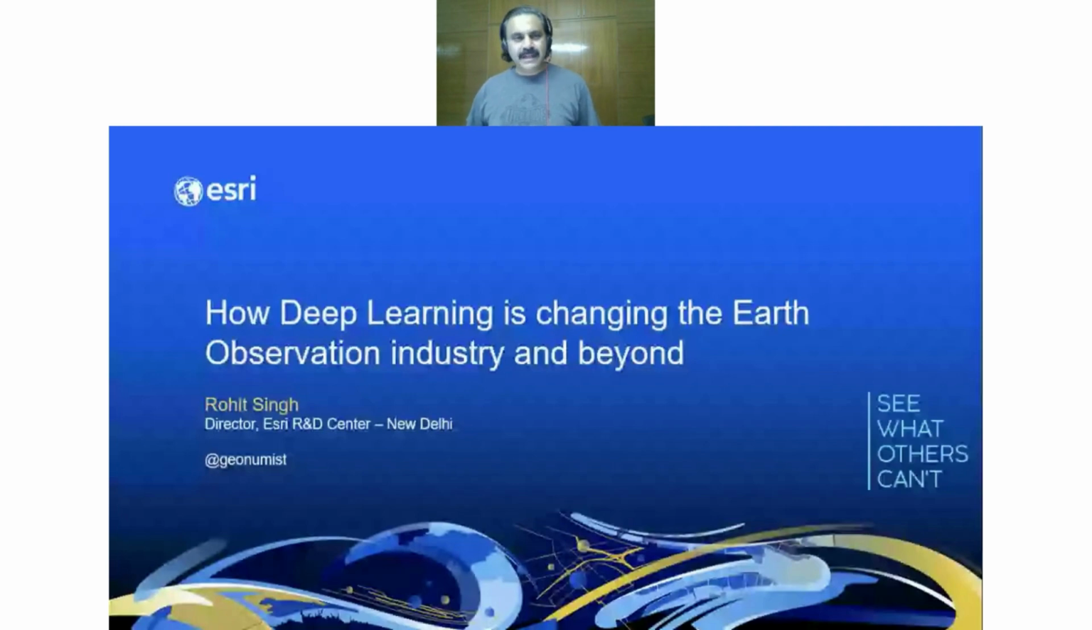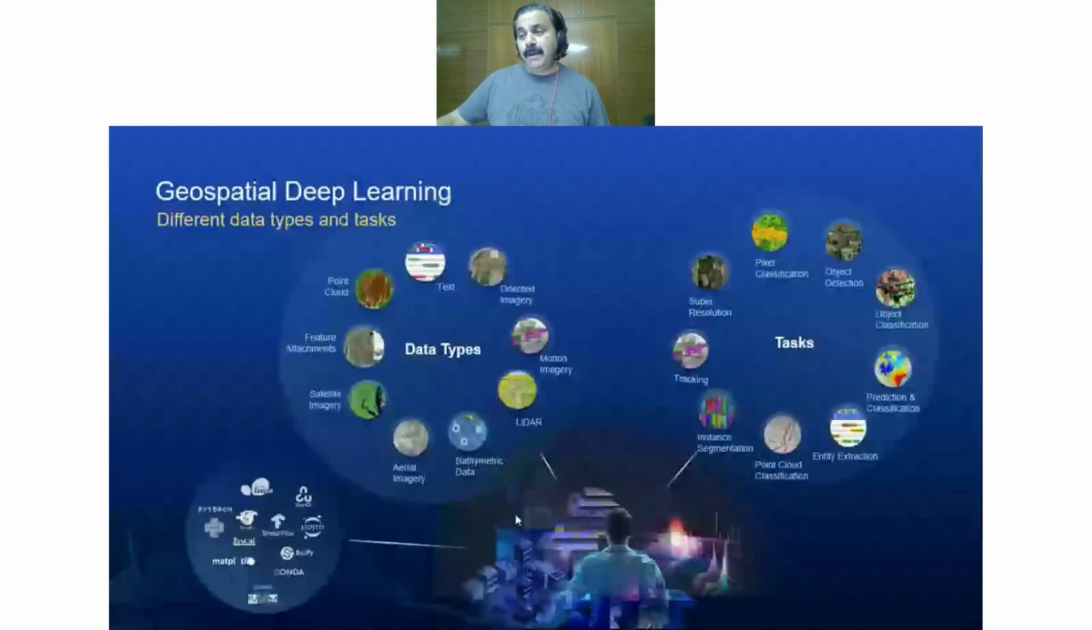My name is Rohit Singh. I'm the director of Esri's R&D Center in New Delhi. That's the center that's focused on AI and machine learning. And our mission is to get all the benefits of AI, machine learning, and deep learning, and enable our users to adopt the latest and greatest technologies and solve their real problems. So with that quick intro, let's get started.